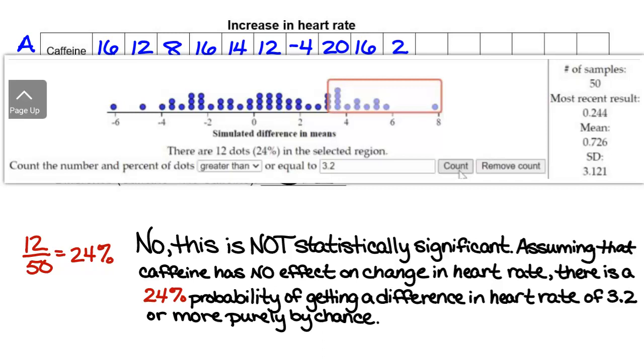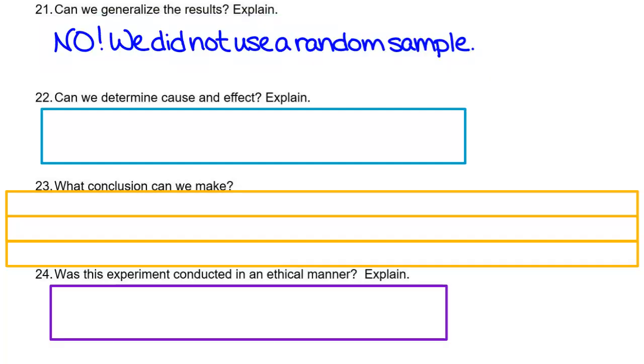Can we generalize our findings from this? Why or why not? I saw several people tell me no. Why can I not generalize the results from this? There was no random sample. I said you guys are going to be doing this experiment. We did not take a random sample of all students at Pike High School. We didn't even take a random sample of all AP Stats students. So we cannot generalize these results because there was no random sample.